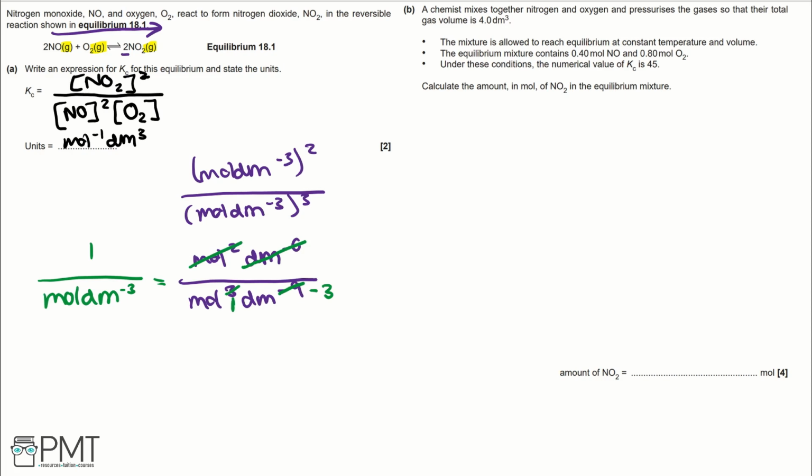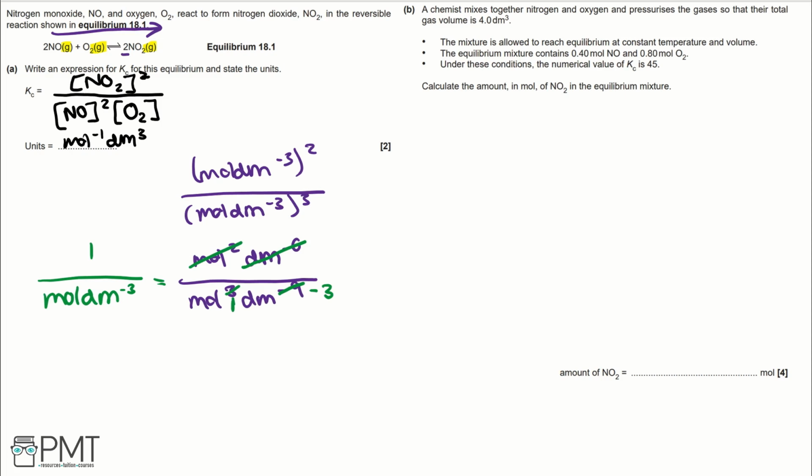A chemist mixes together nitrogen and oxygen and pressurizes the gases so that their total gas volume is 4 decimeters cubed. The mixture is allowed to reach equilibrium at constant temperature and volume. The equilibrium mixture contains 0.4 moles of nitrogen monoxide and 0.8 moles of oxygen. Under these conditions, the numerical value of Kc is 45. Calculate the amount in moles of nitrogen dioxide in the equilibrium mixture.